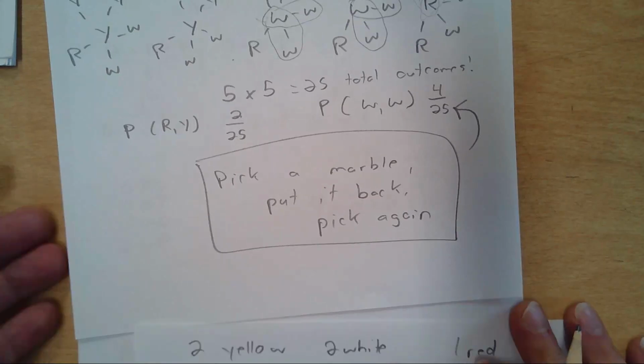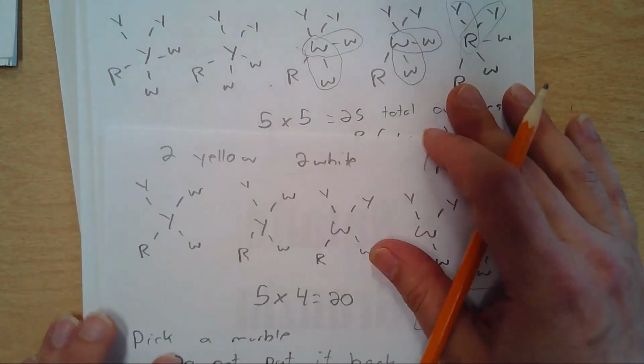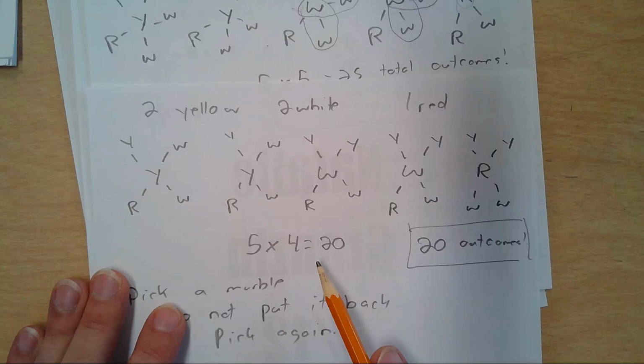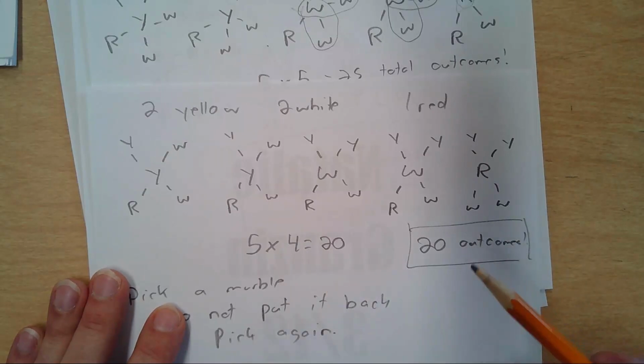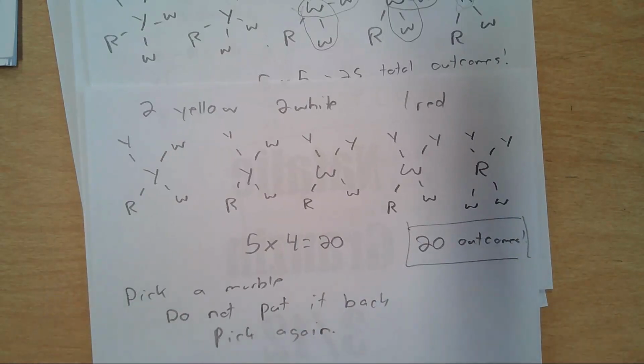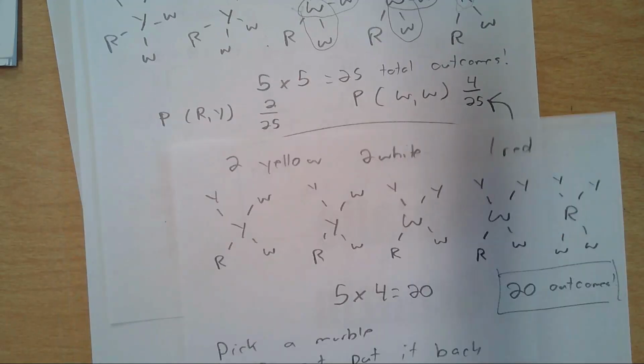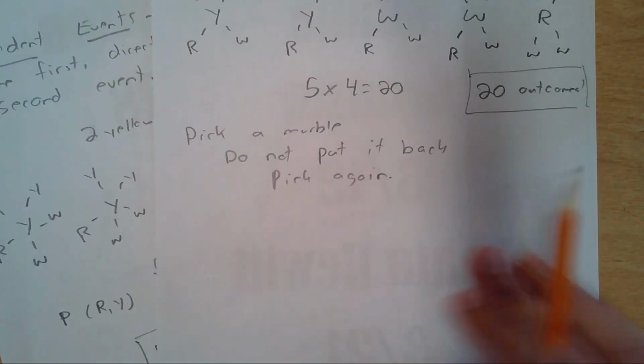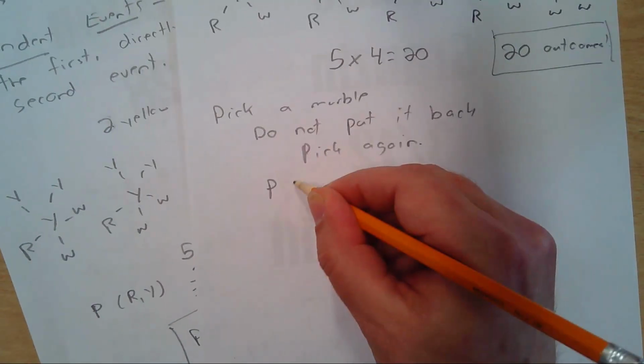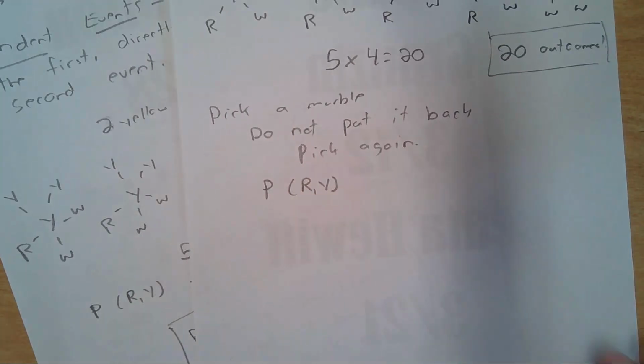Again, notice the difference here. If I don't put that marble back, it changes the number of outcomes that are available. The second time, there are only 4 marbles in the bag, right? You pull one out, you don't put it back, how many are left in the bag? All right, so same questions here. What is the probability of me getting a red followed by a yellow this time?